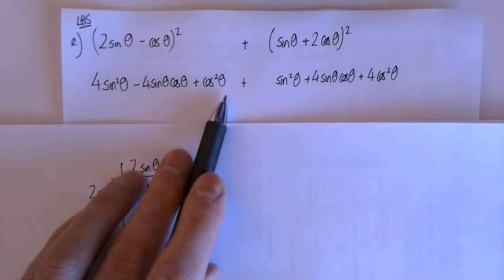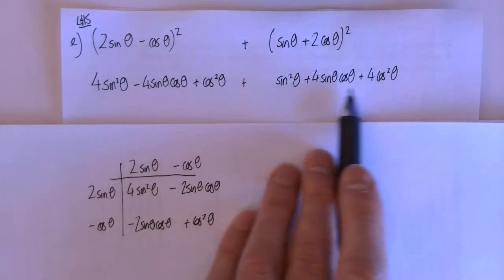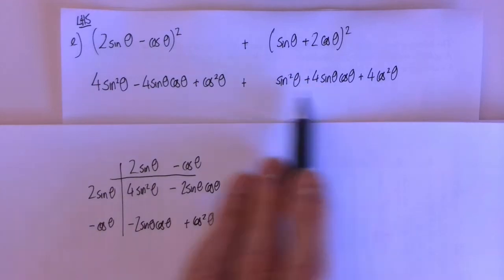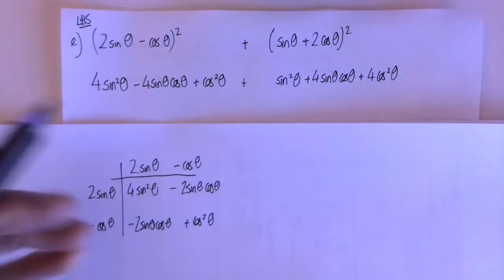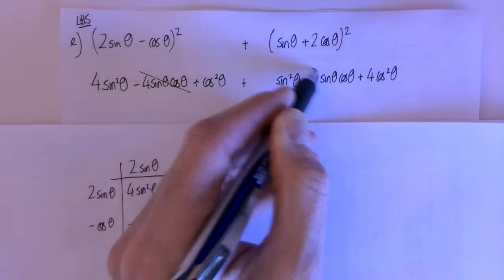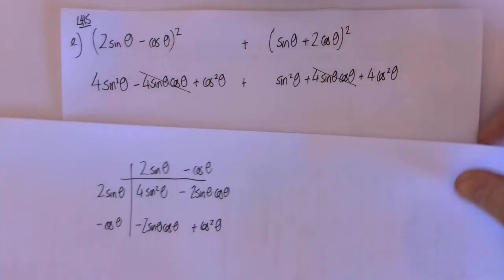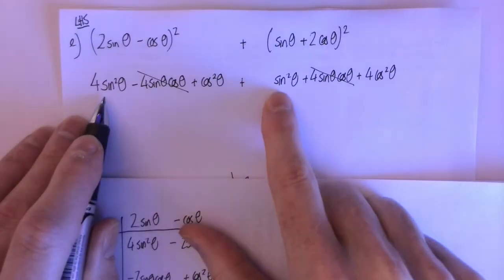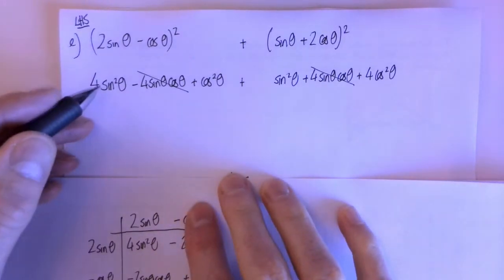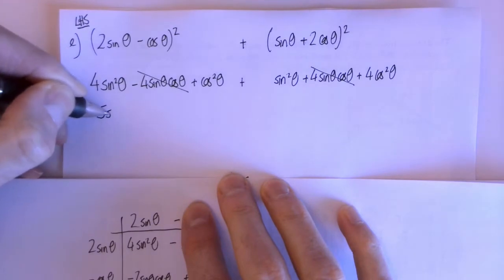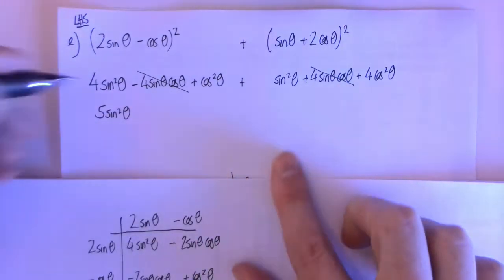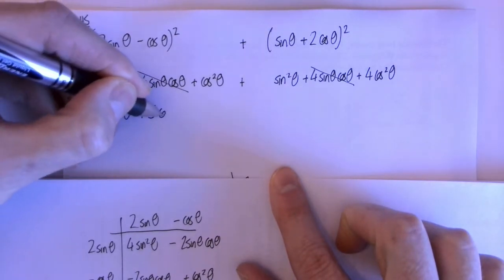So that gives you that. And then you get a similar thing here. Just important to notice that whether you wrote that as 4 sine theta cos theta or cos theta sine theta, it's the same as this. So those two cancel out, and you are left with 4 sine squared theta and another sine squared theta. So that's 5 sine squared theta, and you've got 5 cos squared thetas.